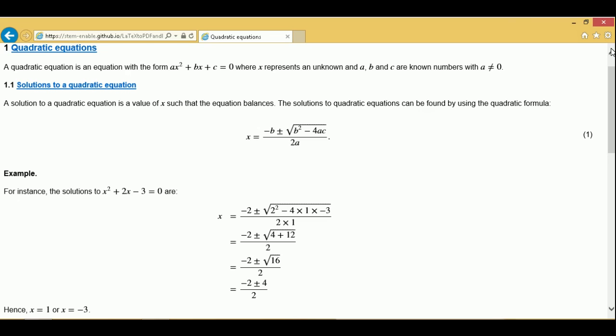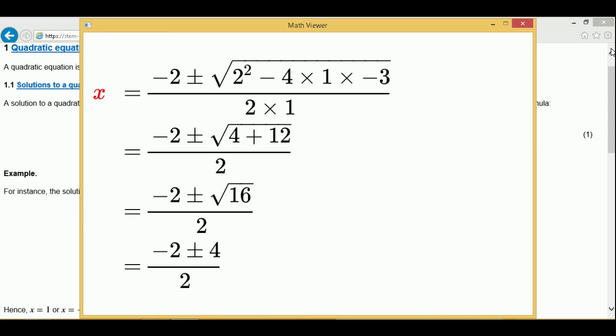Enter. Math viewer. Table navigation. To move between cells, use the arrow keys. To return to the parent equation, press escape. Table with 2 columns and 4 rows. X, column 1 of 2, row 1 of 4. Equals fraction negative 2 plus or minus the square root of 2 squared minus 4 times 1 times negative 3 over 2 times 1. Column 2 of 2. No next table column. Equals fraction negative 2 plus or minus the square root of 4 plus 12 over 2.